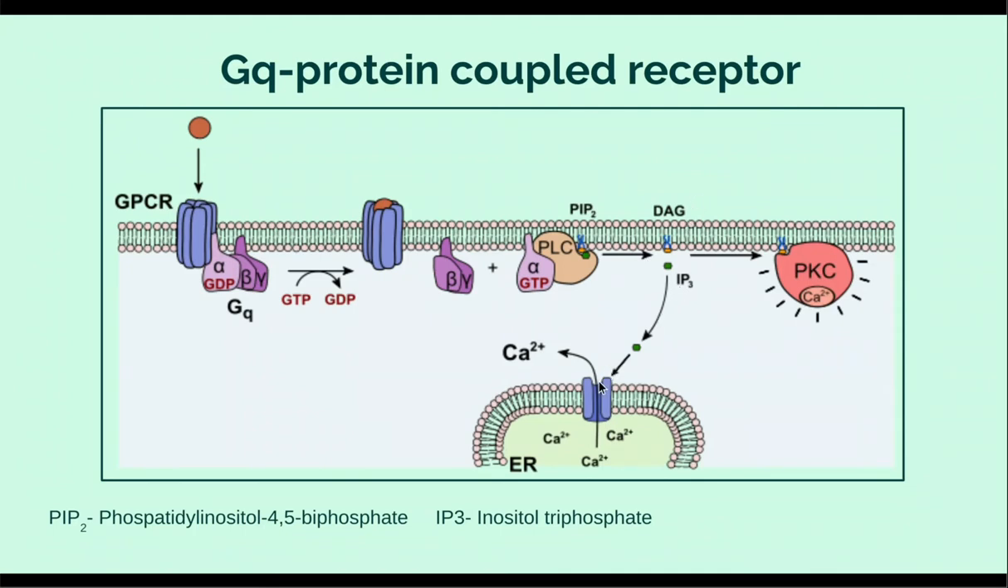So IP3 basically goes and stimulates release of calcium ions from the ER, and these calcium ions and diacylglycerol go and activate another enzyme known as protein kinase C. And this activates further proteins that again bring about the cellular response.